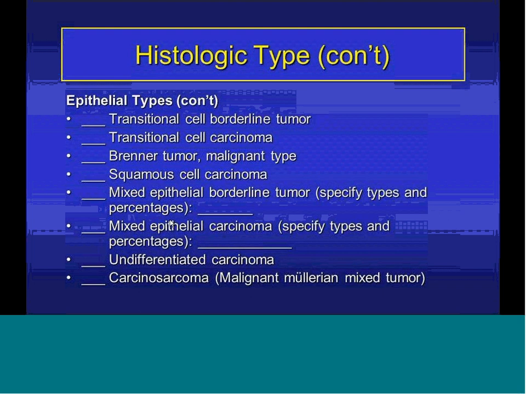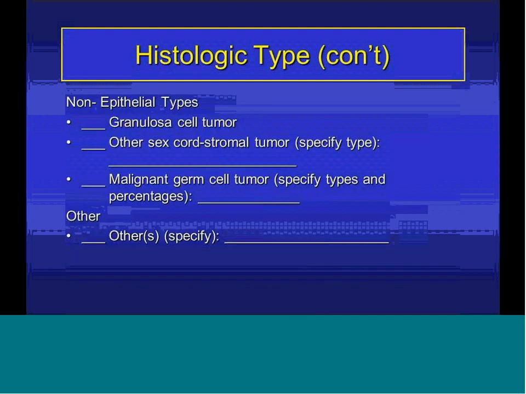Undifferentiated carcinoma: undoubtedly many ovarian carcinomas are incredibly ugly, poorly differentiated, and don't lend themselves well to classification, and this can be used here. And the carcinosarcoma, the mixed malignant epithelial and sarcomatous lesion that is not uncommon as well, is included in this list. Finally, in the list are the non-epithelial types, and it's not an extensive list. Granulosa cell tumor is probably the most common that you might use this checklist for.